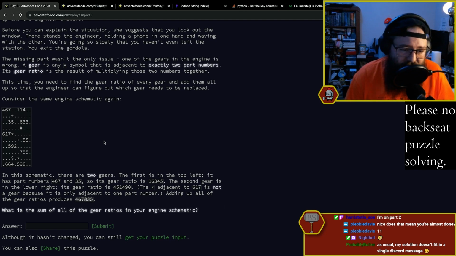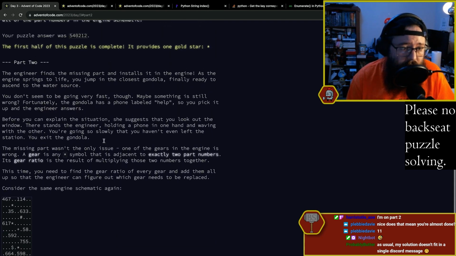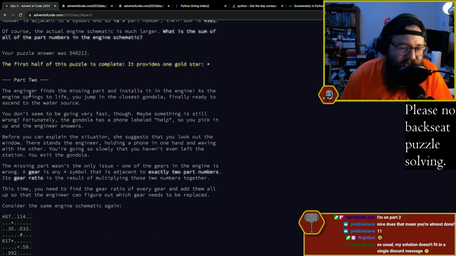In this schematic, there are two gears. First is in the top left. It has part number blah and blah, so its gear ratio is blah. The second gear is at the lower right. Its gear ratio is blah. The engineer finds the missing part and installs it into the engine.